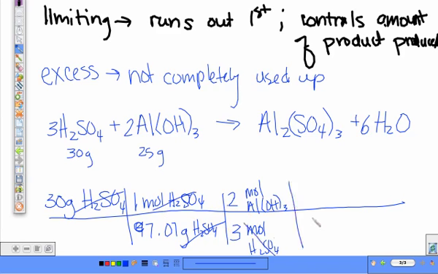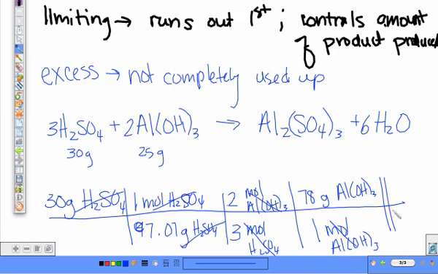And then we need to convert that back into grams. Since our number here is given to us in grams, it's going to be easier to compare grams. So we'll want to convert it back over to grams. I have 78. And that cancels, and what do we get here?